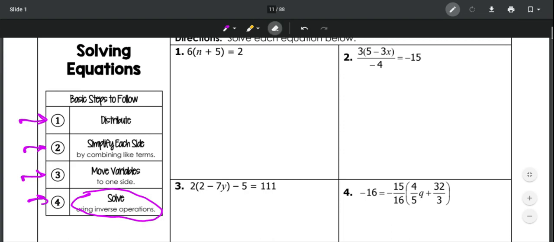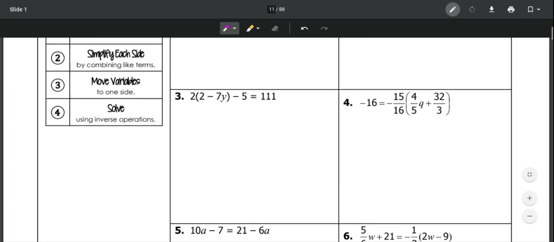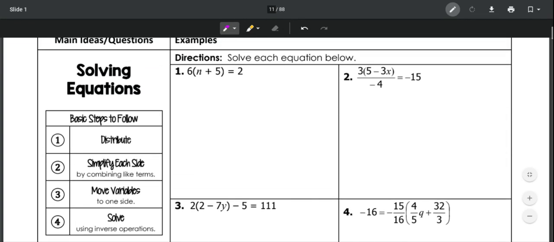So let me get rid of this. We're going to just go ahead and jump into some examples, and a lot of this is going to be repetition. So we're going to do a lot of different problems, and you're going to have homework, and we're going to do some on the Google Meet and stuff like that. Okay, so let's go ahead and dive in.